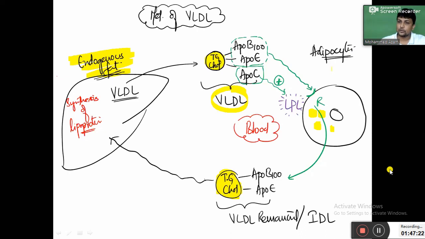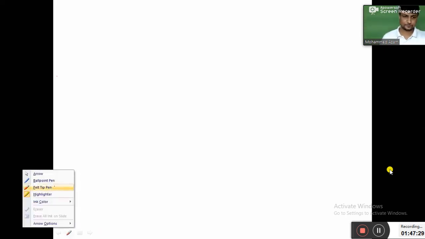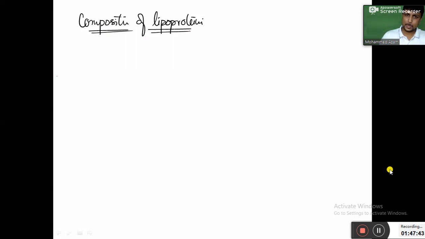Chalo, sir. Or kuch, anything else? I think these two diagrams are done. Come on, let us just write down the notes for this one, guys. चलिए इसके notes लिखते हैं. Yes, the question. Composition of lipoproteins. Question can come from composition of lipoprotein. What are lipoproteins made up of?